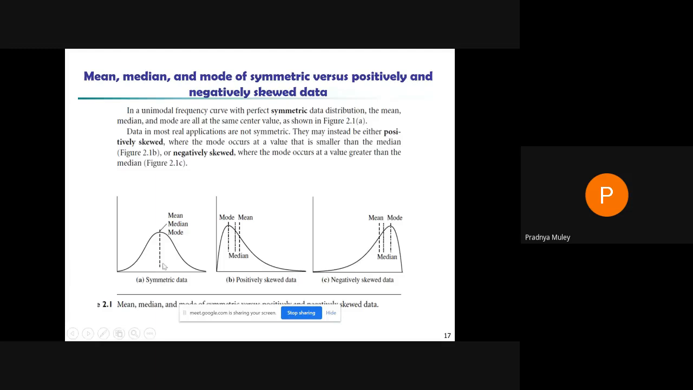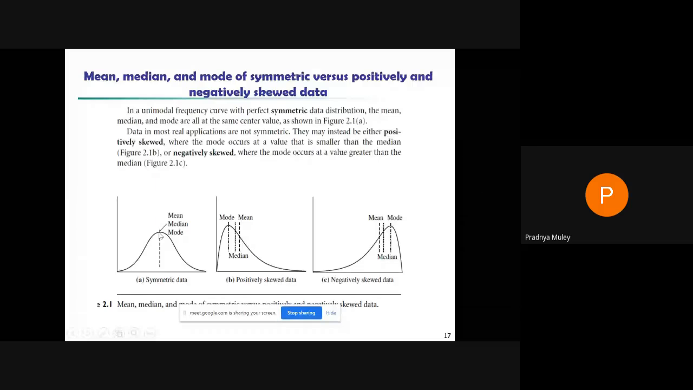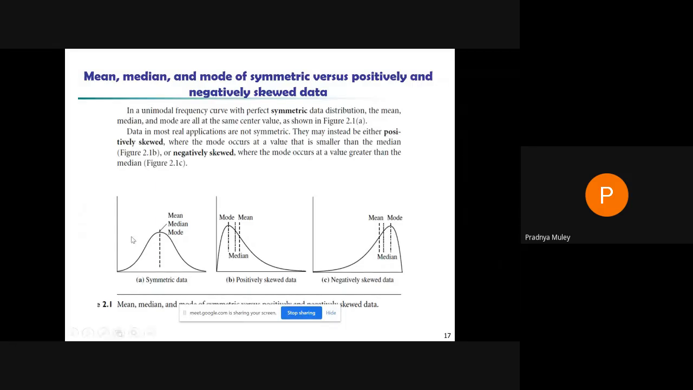Symmetric data means all the mean, median, and mode are at the same value. That is, for mean, median and mode, there is only one value. So the data is called symmetric data. For example, if we consider 10 ten times, this is symmetric data. So the mean will be 10, median will be 10, mode will be 10, like this.